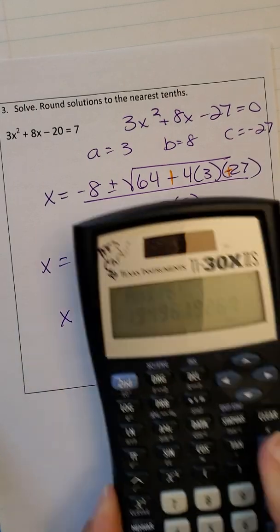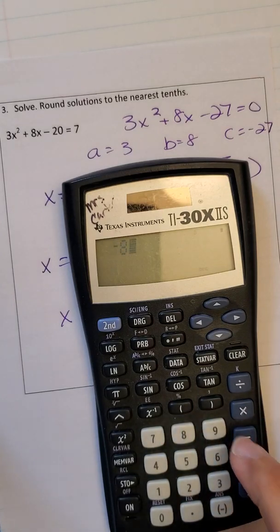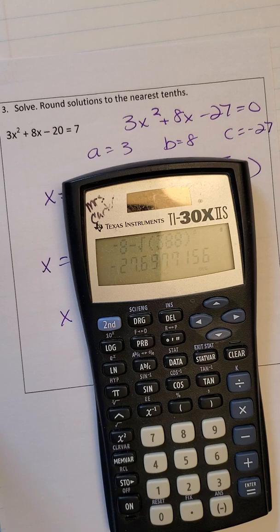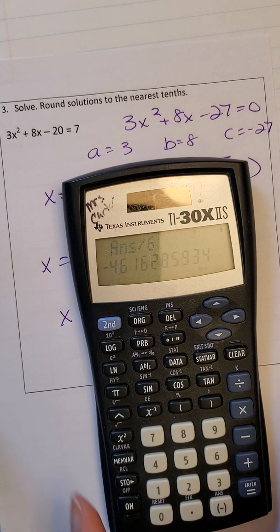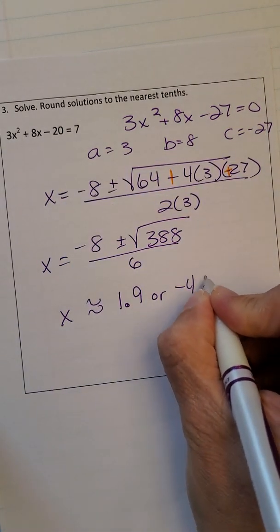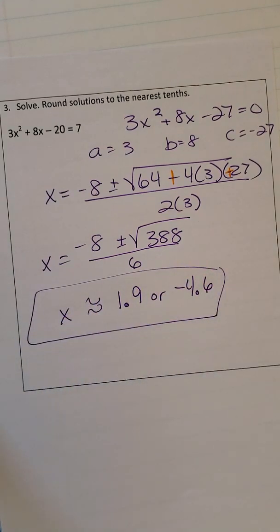Now I'm going to do the negative. I'm going to do the negative 8 minus the square root of 388. I'm going to press equals, get a negative 27. Then I'm going to divide it by 6, and I get negative 4.6. And those are my two approximate answers.